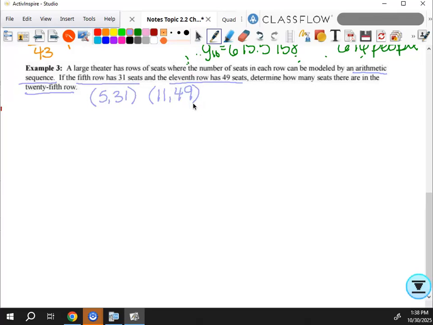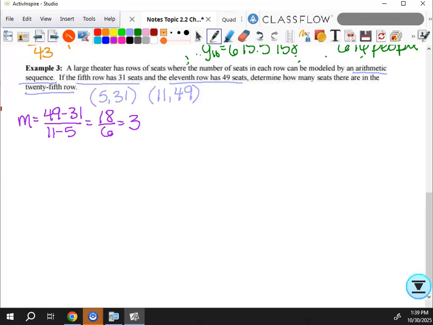This is an arithmetic sequence. So what do I use those 2 points to do? Slope. So slope is equal to 49 minus 31 over 11 minus 5. So that is 18 over 6, I believe, which gives me 3. Okay. Everybody good so far?